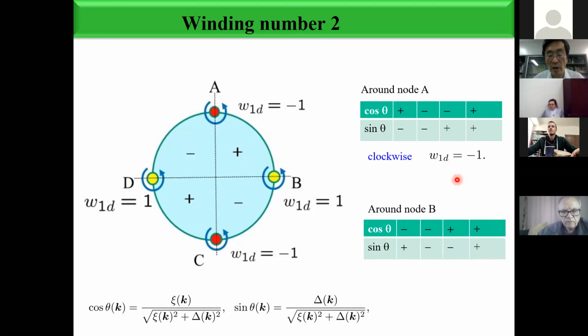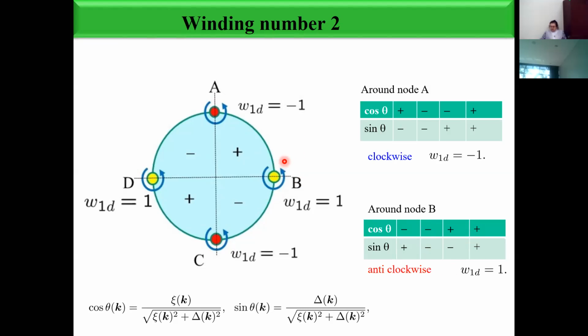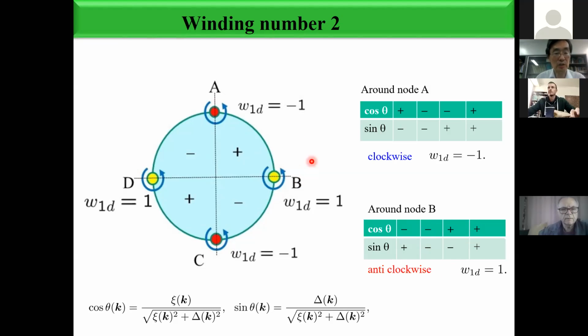On the other hand, around nodal point B, let's start from here. Cosine theta is negative because it is the inner Fermi surface, and sine theta is plus. Here it is negative and both are negative, and here it is plus and minus in this region. And in this region, both of these quantities are positive. So it is anti-clockwise. Following this idea, we can understand the value of the winding number at each nodal point.